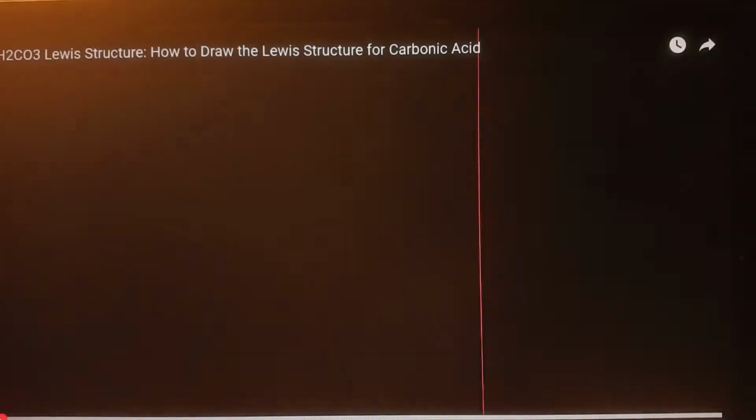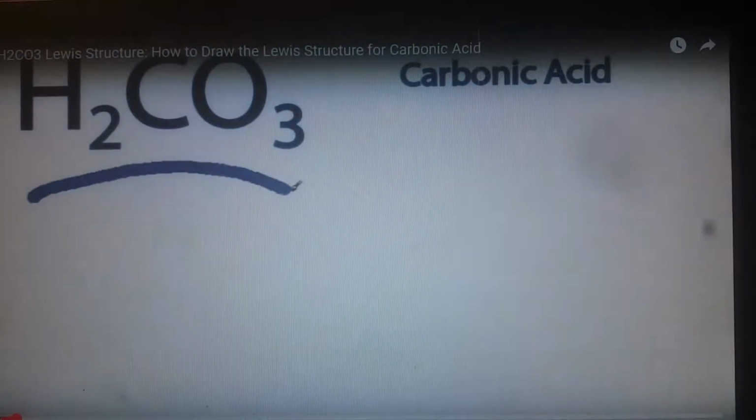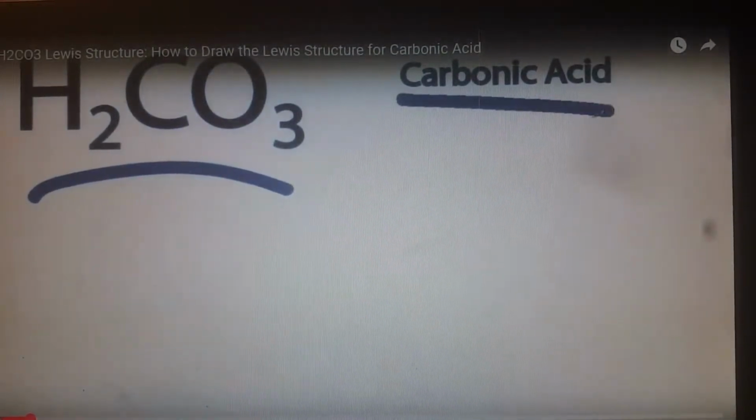H2CO3. This is the H2CO3 Lewis structure, carbonic acid.